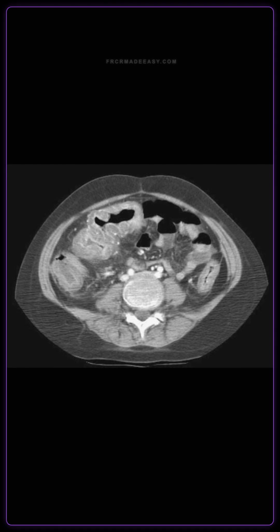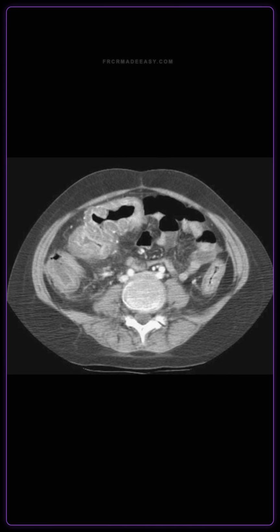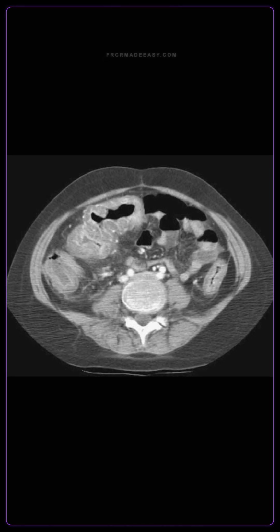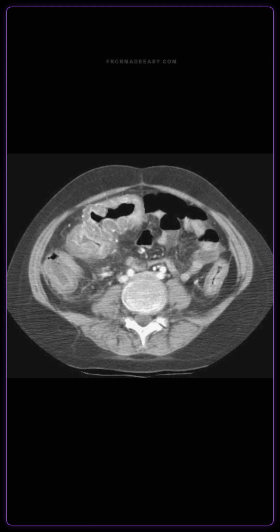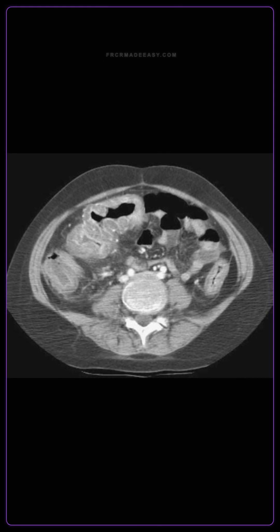A 22-year-old man undergoing intensive induction chemotherapy for acute leukemia presents with bloody diarrhea, severe right lower quadrant abdominal pain, and profound neutropenia. I am showing you an axial contrast-enhanced CT of the abdomen. Describe the findings.